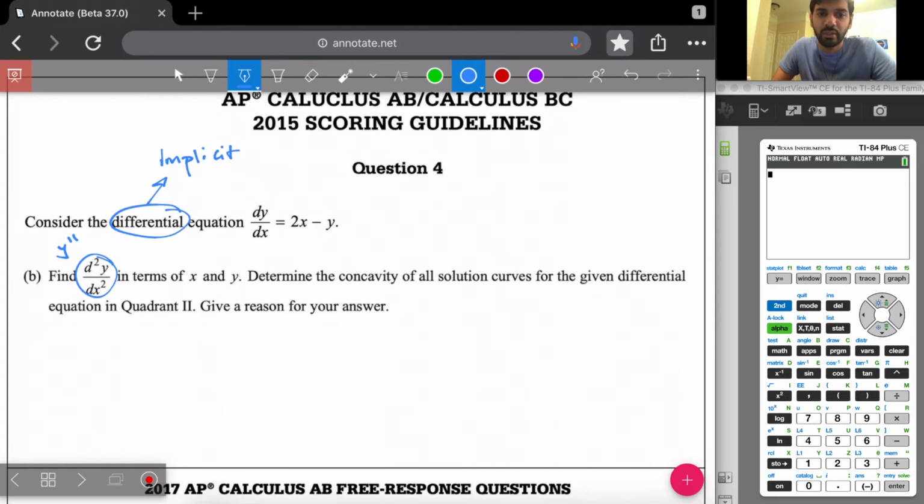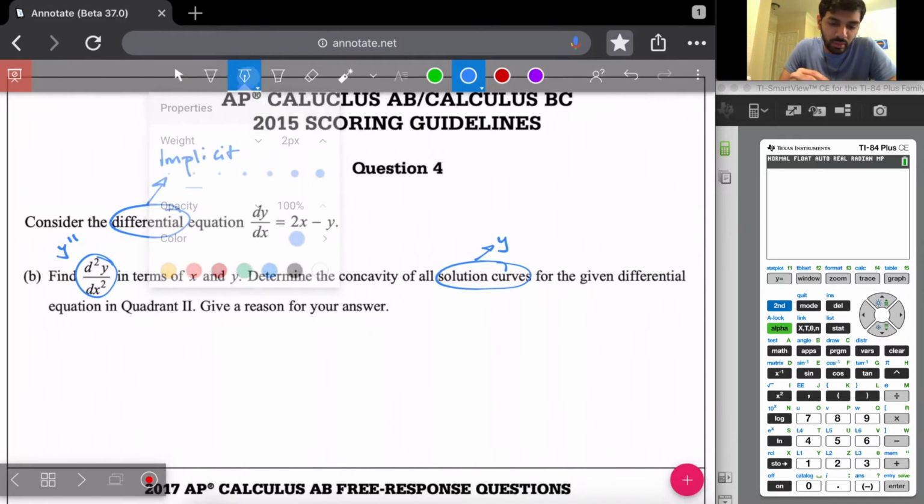And it says determine the concavity of all solution curves for the differential equation. So we're looking for concavity here. We need to see what is the sign of the second derivative, and that's going to tell us something about the concavity, about the solution curve. The solution curve is, you could translate that back to y, or the original function. And so d squared y over dx squared is the second derivative.